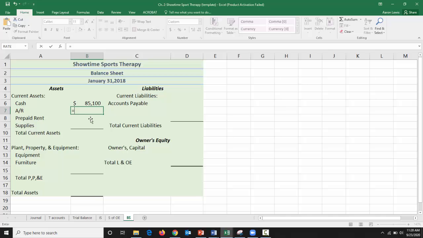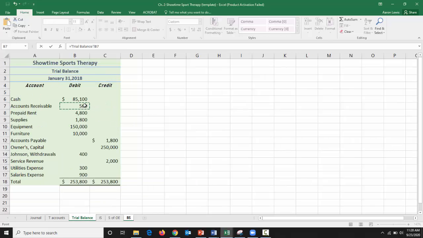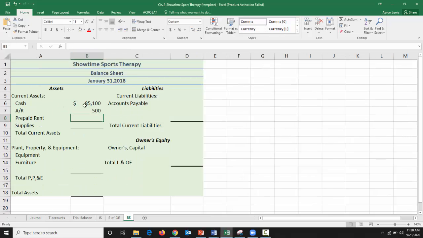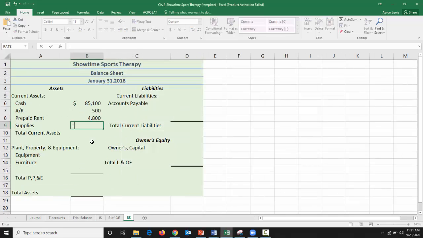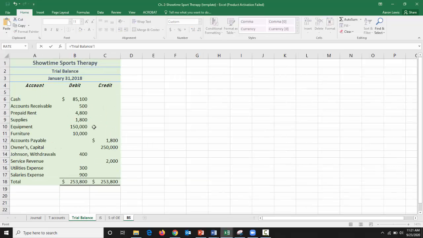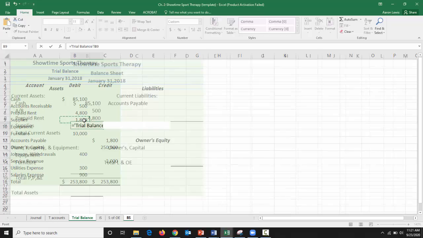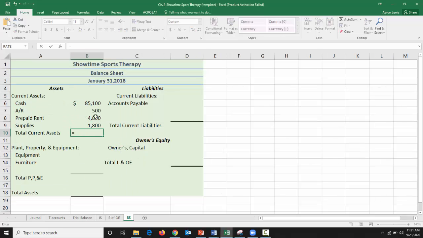For accounts receivable, our balance according to our trial balance was $500. For prepaid rent, it was $4,800. And for supplies, it was $1,800. So if we add these four numbers together, we get the total amount of current assets we have, which is, again, the amount of assets that the business has that we expect to expend or convert to cash within the next year. We have $92,200 worth of current assets.